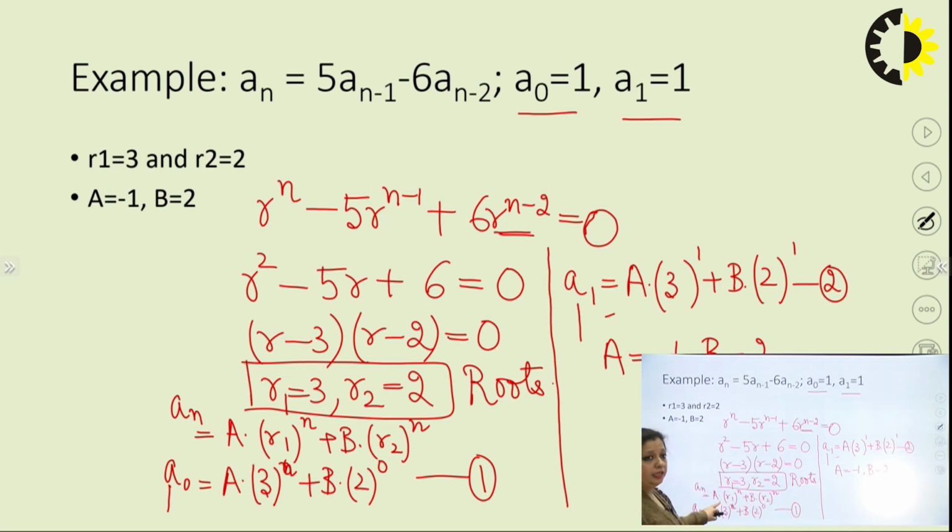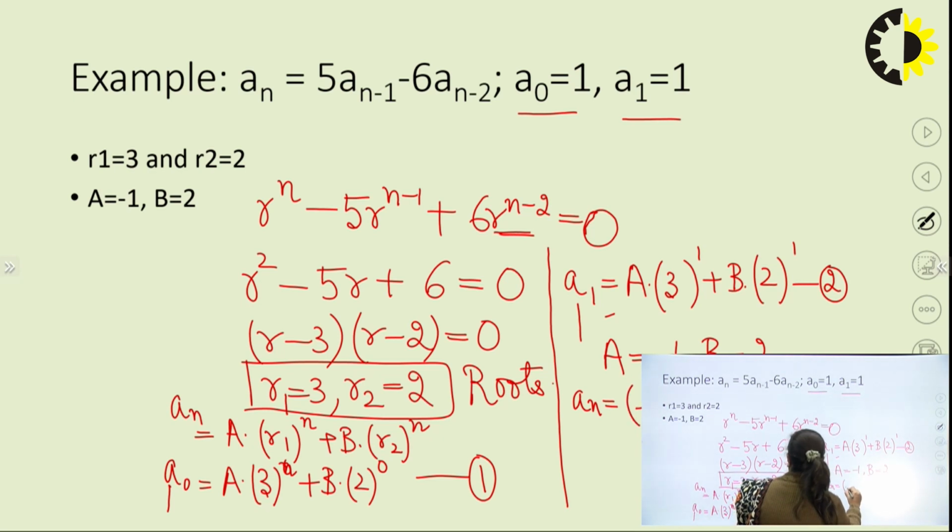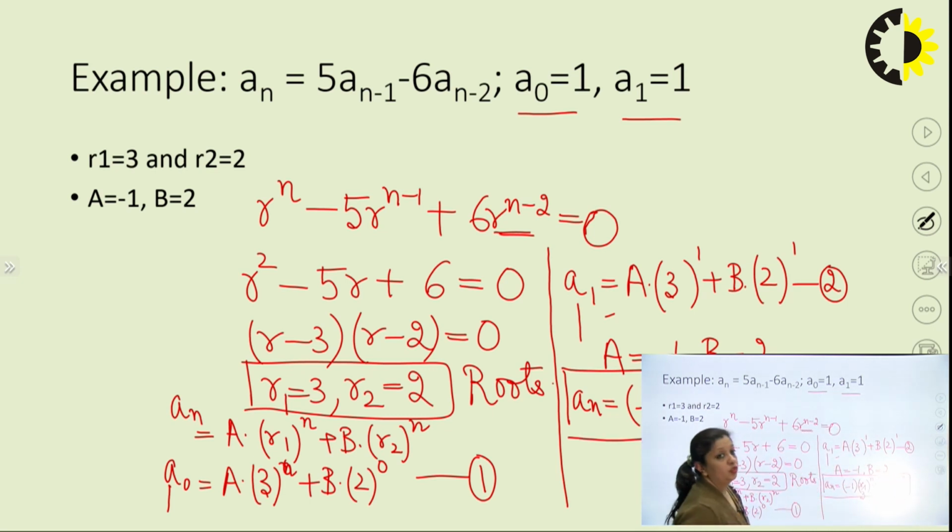Now once I have these two values, I just have to substitute them in my standard solution. So I get a_n is equal to minus 1 times 3^n, where r1 is nothing but 3, plus B, which is 2, into r2's value, 2^n. So this is my standard solution. This is how we can solve a second order recurrence relation if I have both the roots as distinct and real.